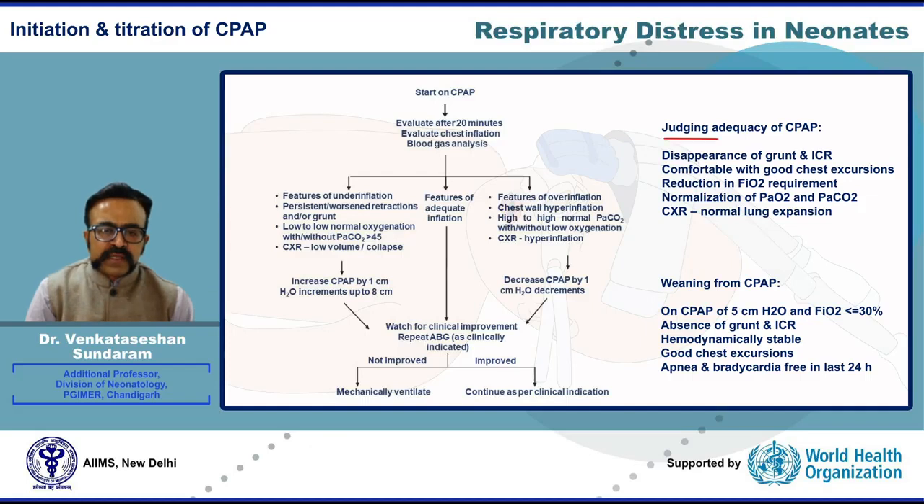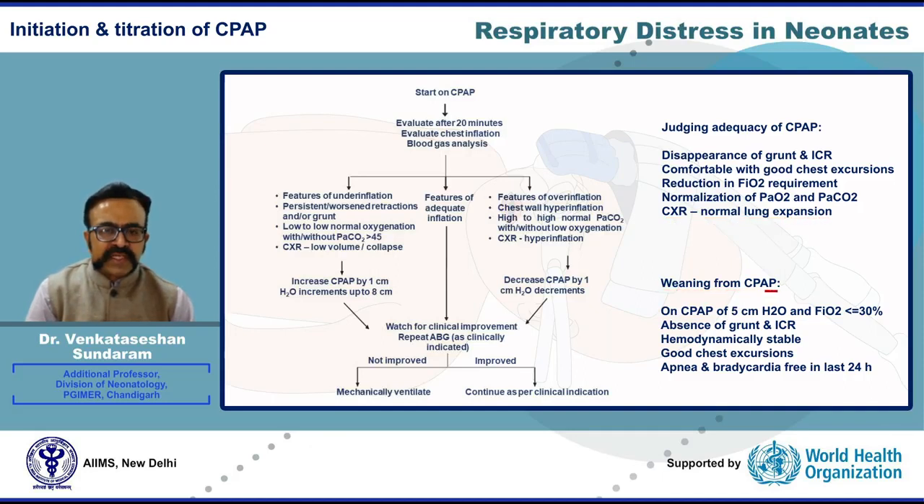CPAP adequacy can be judged by the disappearance of grunt and intercostal retractions, a comfortable neonate with good chest excursions, reduction in the FiO2 requirement, normalization of PaO2 and PaCO2, and a normal lung expansion in a chest X-ray.